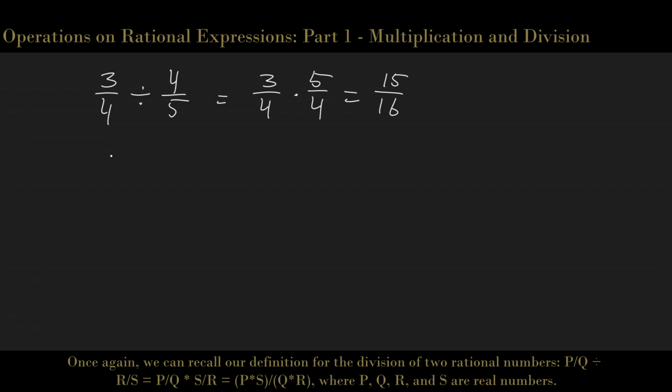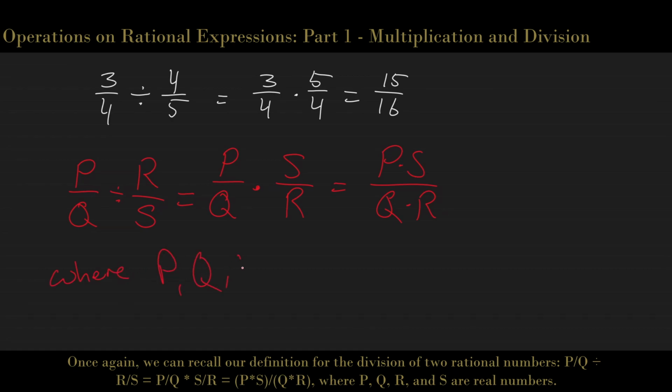Once again, we can recall our definition for the division of two rational numbers. P over Q divided by R over S equals P over Q times S over R, which equals P times S divided by Q times R, where P, Q, R, and S are real numbers.